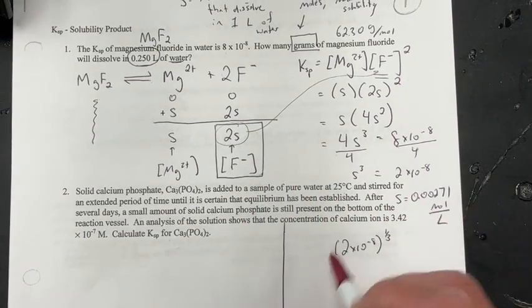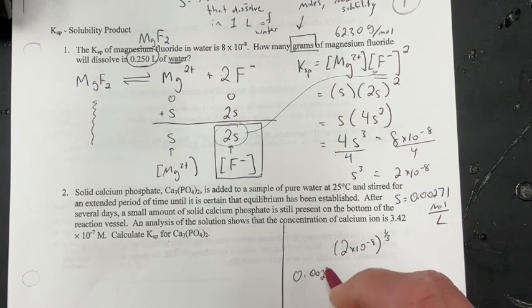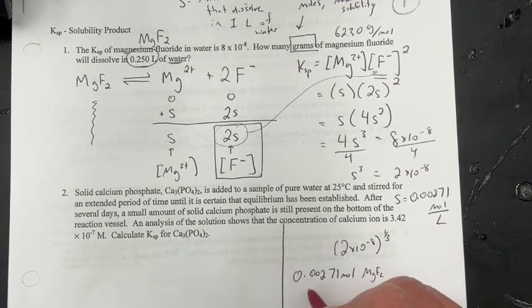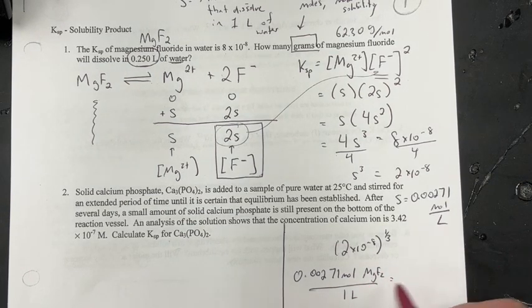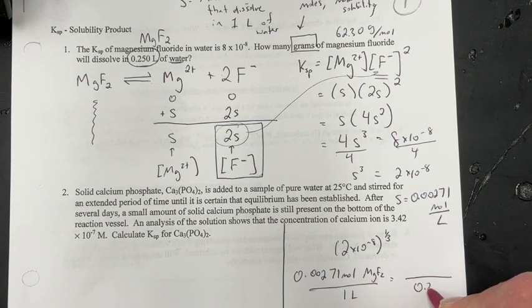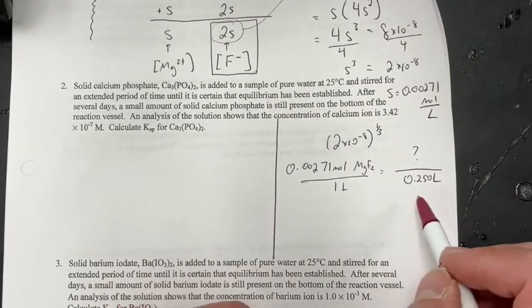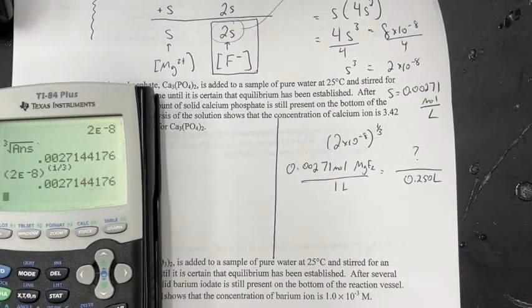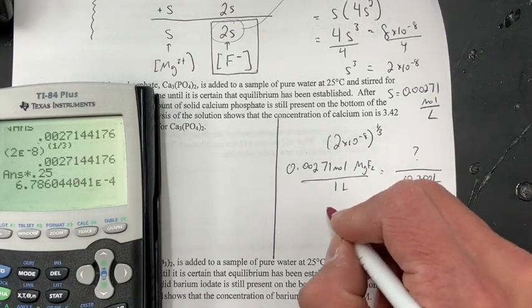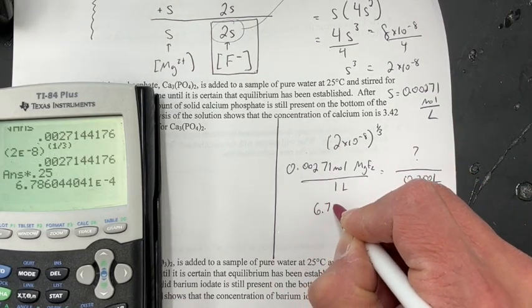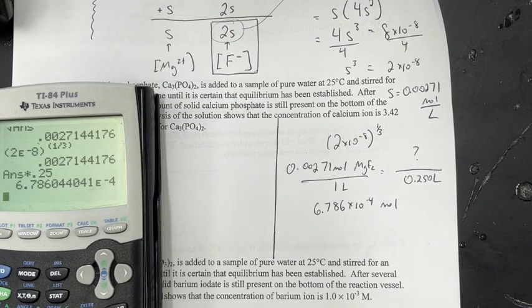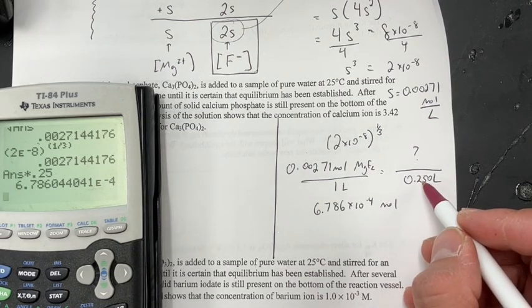But if I take this number here now, 0.00271 moles of MgF2 in 1 liter, well, how many is it in 0.25 liters? I can set up a proportion, or I could just multiply it out. If I set up a proportion, cross multiply, divide, and take 0.25. So that gives me 6.7086 times 10 to the minus 4 moles. Okay, that's how many moles in that many liters.